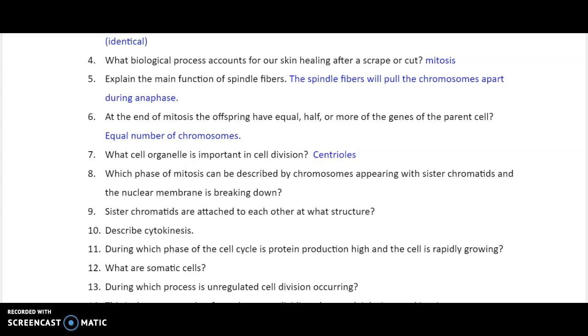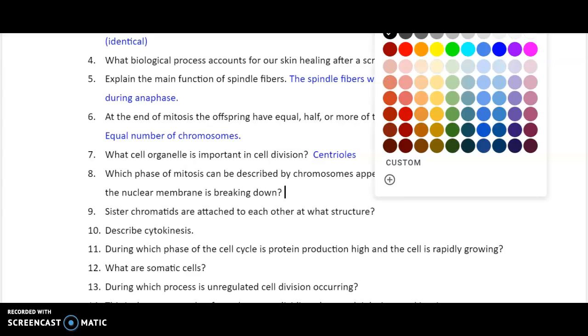So homologous chromosomes are going to pair up in just a few minutes, but right now they're coming where we can see them. The phase of mitosis can be described by chromosomes appearing with their sister chromatids and the nuclear membrane breaking down. Okay, so that's all happening very early. That nuclear membrane breaks down during prophase. So this is prophase. Remember PMAT: prophase, metaphase, anaphase, telophase.